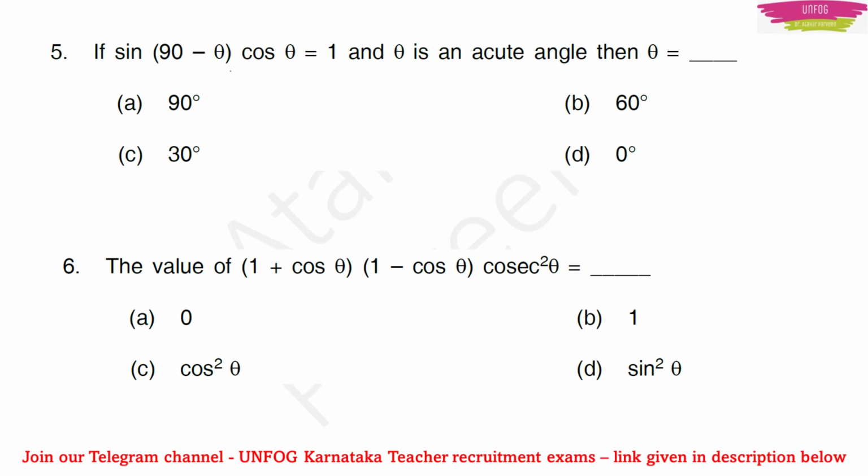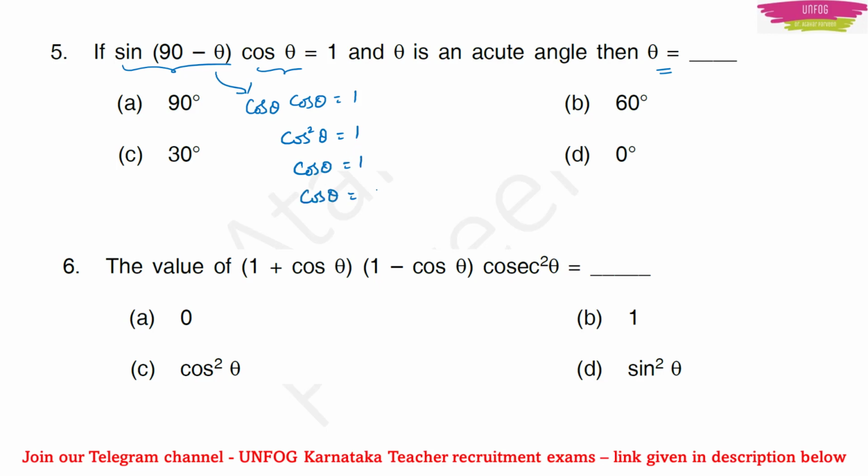Next question. If sine(90 minus theta) into cos theta is equal to 1 and theta is an acute angle, then theta is, they want us to find the angle theta. So here, sine(90 minus theta) is nothing but cos theta, right? So this cos theta you write as it is. This will become cos square theta equals 1, so cos theta will also become 1, because the square root of 1 is 1 only.